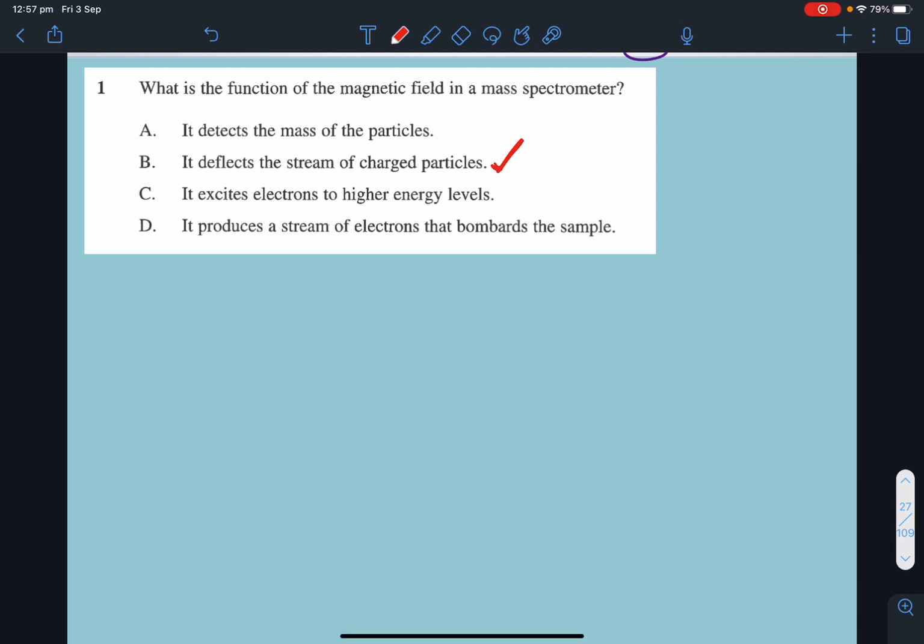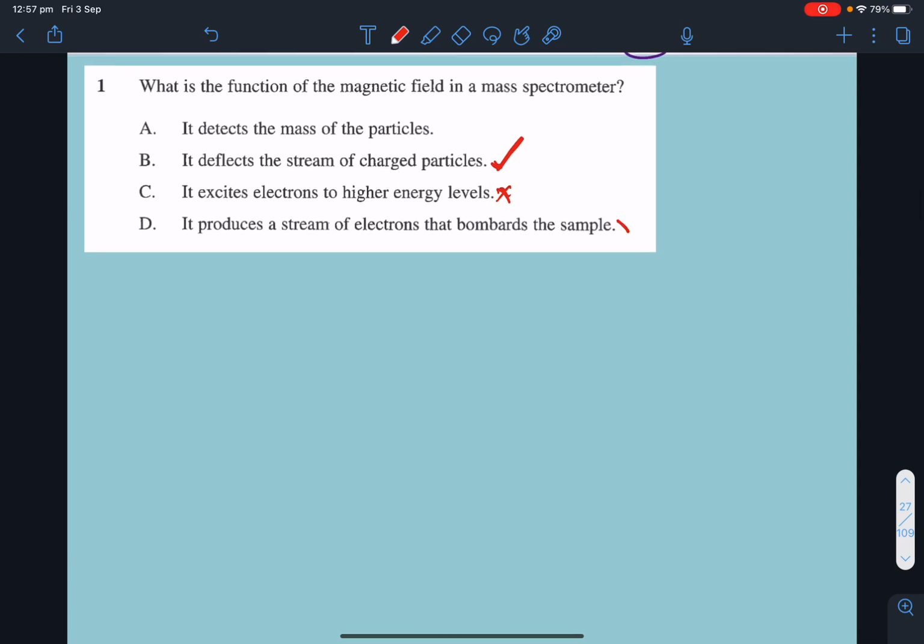It excites electrons to higher energy levels. No, we don't even do that with mass spectrometry. We ionize it completely, okay? And that happens earlier. That's nothing to do with the magnetic field or the magnet. It produces a stream of electrons that bombard a sample. No, that's the electron gun that produces a stream of electrons. So definitely, it deflects the stream of charged particles.